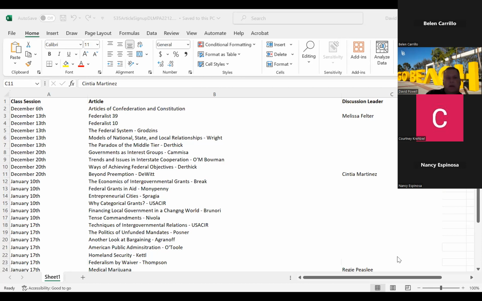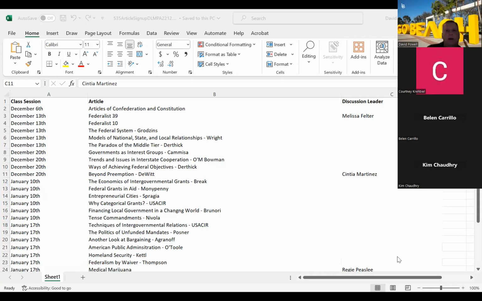So you'll see here are the readings that we have scheduled for this term. As I said on Wednesday, Articles of Confederation and Constitution, I will handle those because that's kind of getting us started with our discussions. So I will take care of those so you don't have to worry about anyone needing to sign up for those. Then on the 13th, we'll do our Federalist Papers. The 2 we're focusing on are 39 and 10. Melissa has signed up for 39 already, so 10 is still available. We'll do the Grodzins article, the Wright article, and the Durthick article. So all those are still available if you're interested on December 13th.